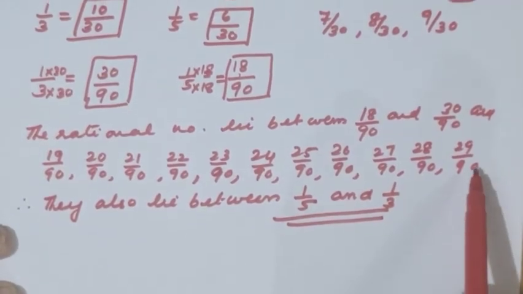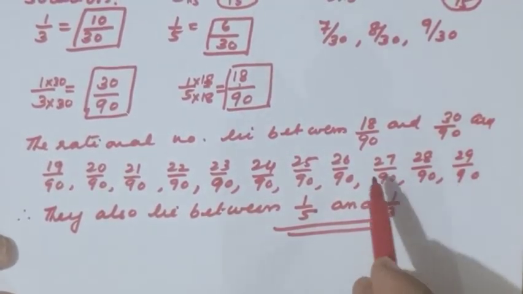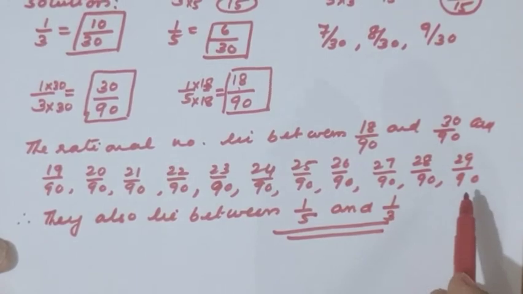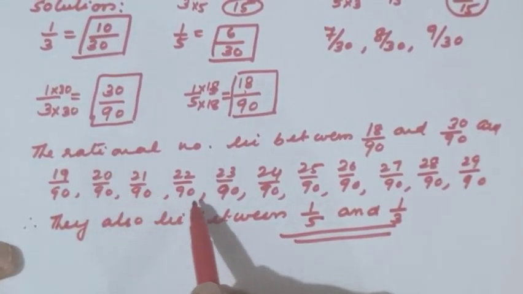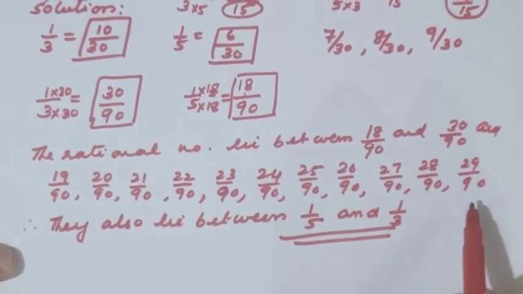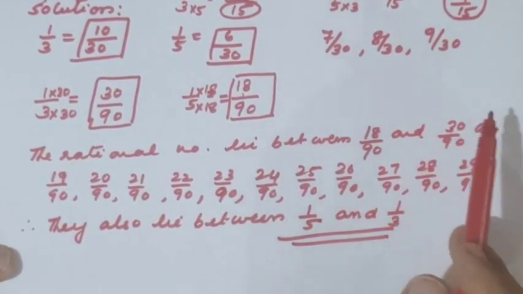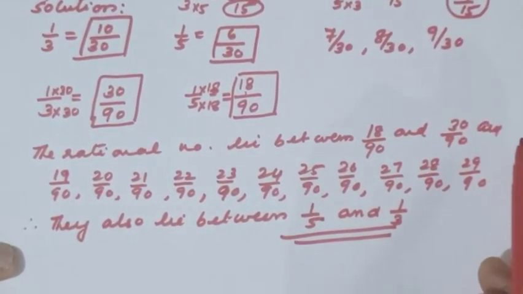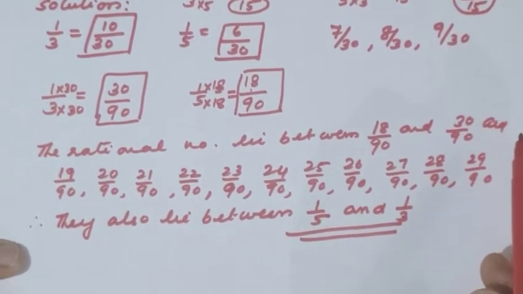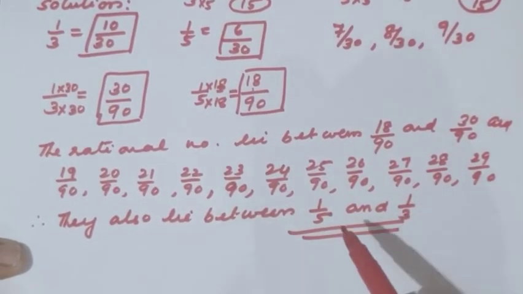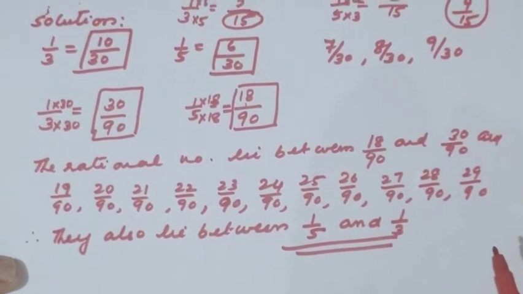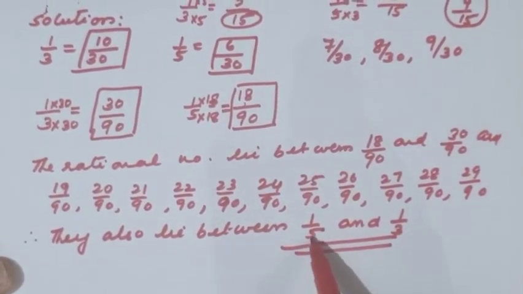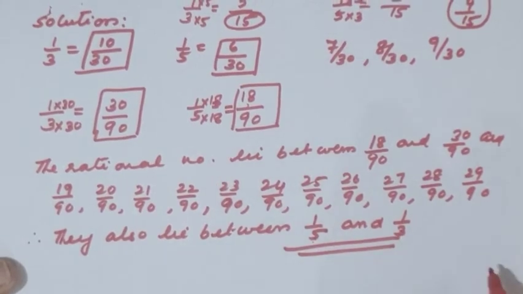So for as many numbers as are asked, we have to increase the denominator. Here we increased the denominator to 90, and only then are we able to find the 10 rational numbers. When we reduced our denominator, we were unable to find 10 rational numbers. That means if we increase the denominator, we are able to find more rational numbers between the given rational numbers.